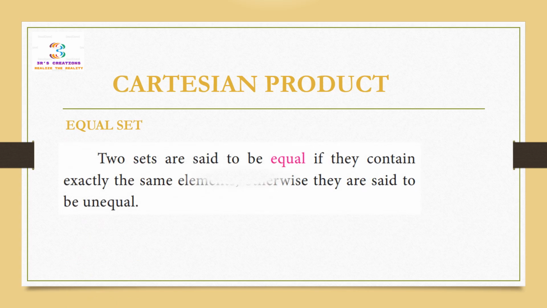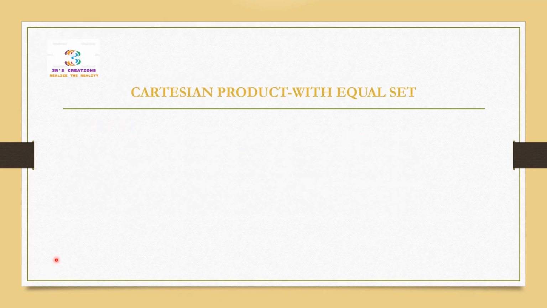What is an equal set? Two sets are said to be equal if they contain exactly the same elements, otherwise they are said to be unequal. That is, in an equal set, the sets must have the same cardinality and the elements must be exactly the same.